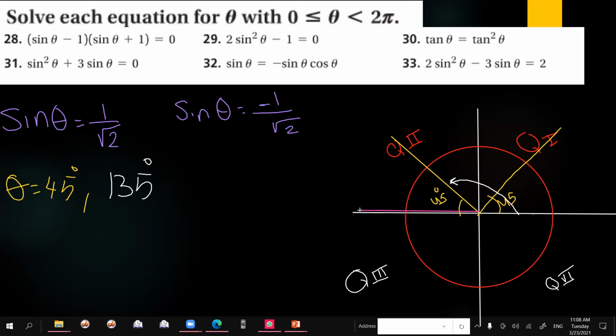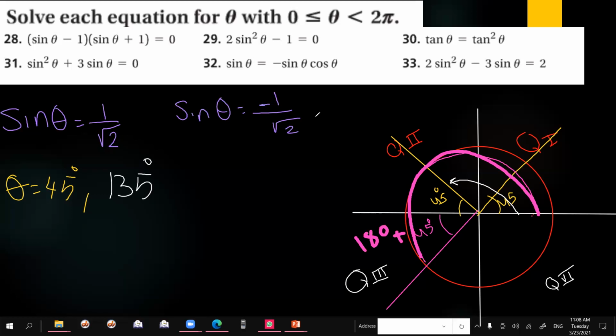So here now, I need to draw my angle in quadrant 3. I need to rotate 45 degrees. So one of my angles is rotated 45 degrees from the negative x-axis. But in order to find its measure, we need to find its measure starting from the positive x-axis. This one, which is 180 plus 45, which is 225.